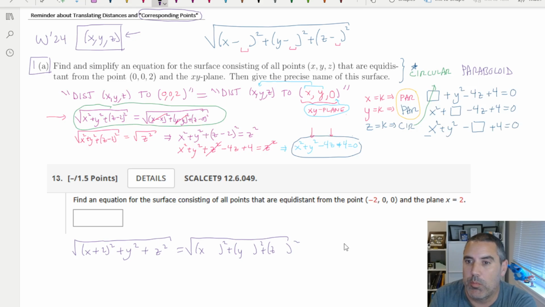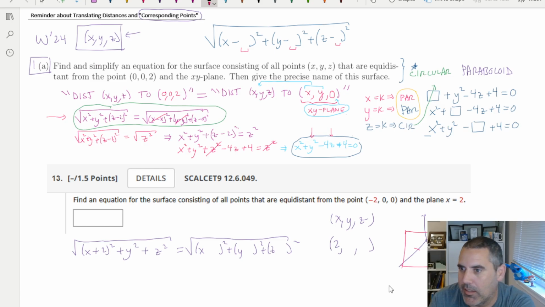And we're going to use the corresponding point method. I have this point, and I need the corresponding point where x is 2. If you walk straight over to the plane where x is 2, I remember students asking about this back when we had this homework question. What can I say about that point? Well, I can tell you x is 2, and the other two coordinates are going to be the same. So this is going to be y, and this is going to be z. You start to see how quickly this can be done. So this is going to be minus 2, minus y, minus z, and we have it.